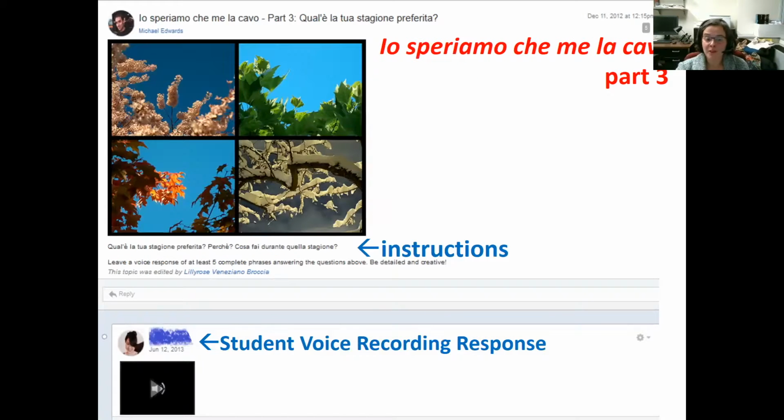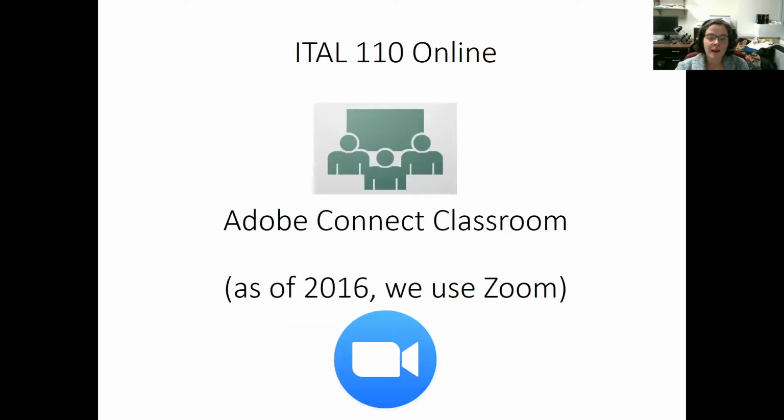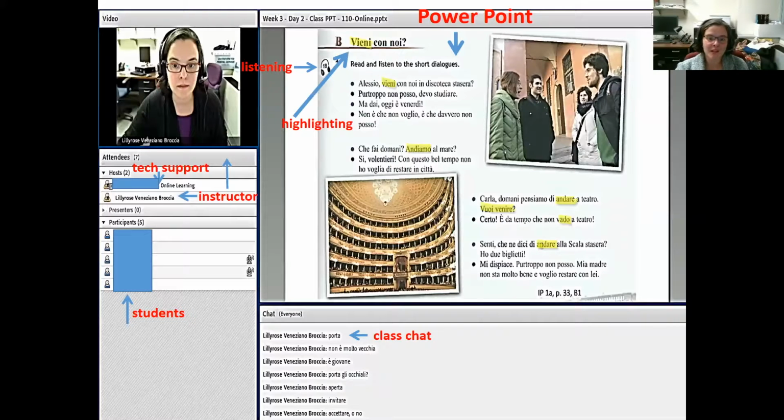and then to move forward and talk about their own favorite seasons and months. And they have been given the language to do that. We used Adobe Connect when we began. We've now moved on to Zoom as we're using tonight, but this is what our classroom looked like.